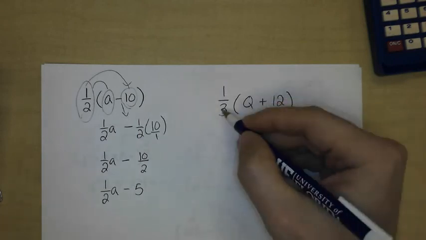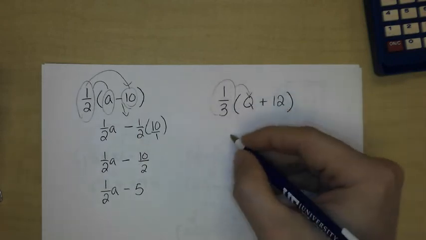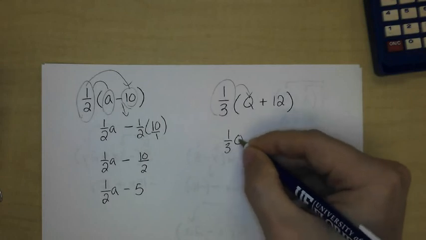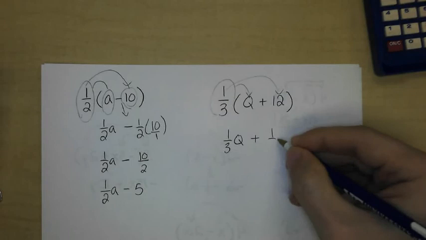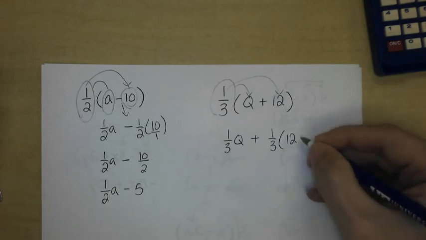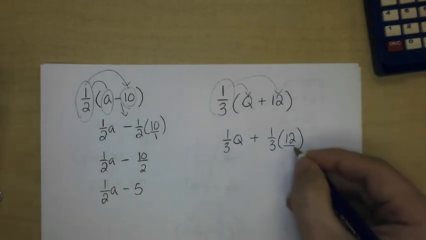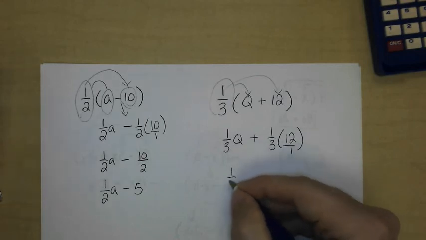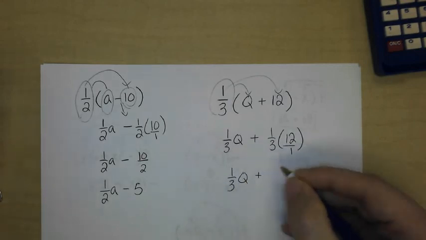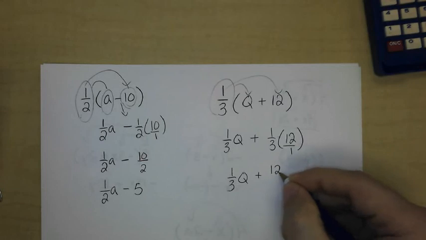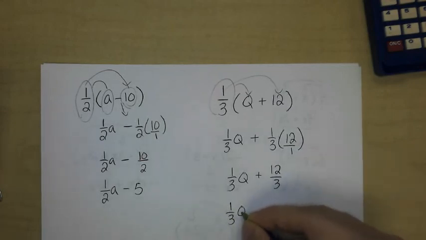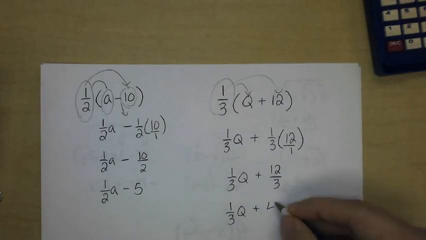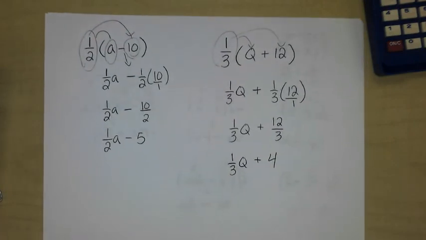Alright, so here I've got 1/3 times q, that's 1/3 q, and over here I've got 1/3 times 12. I make this 12 into a fraction by putting it over 1. I rewrite this, 1/3 q plus 1 times 12 is 12, 3 times 1 is 3, and that reduces to 4. And that's everything, boys and girls.